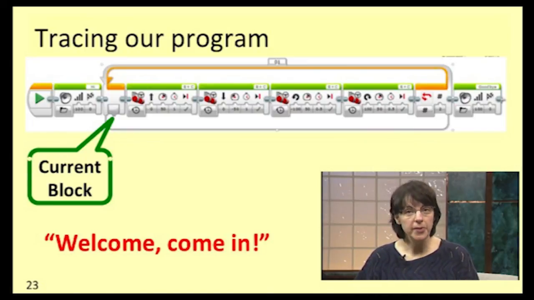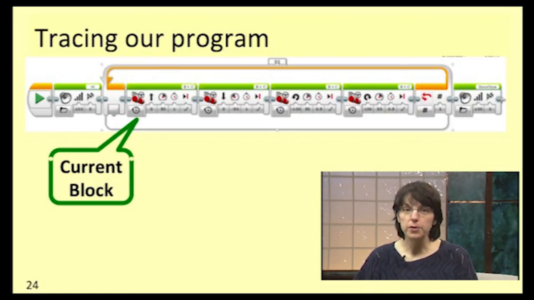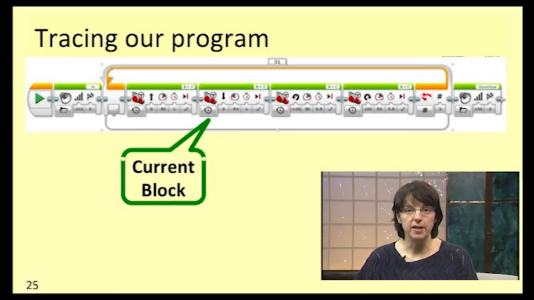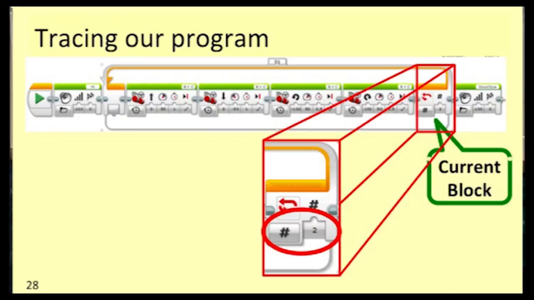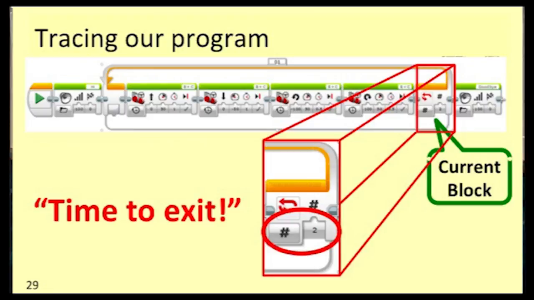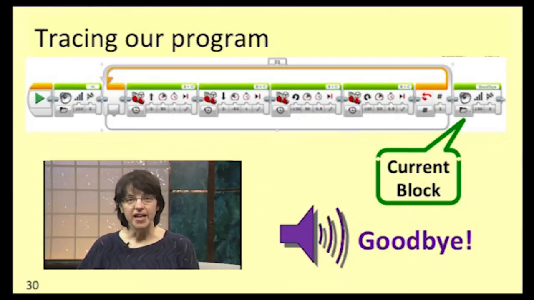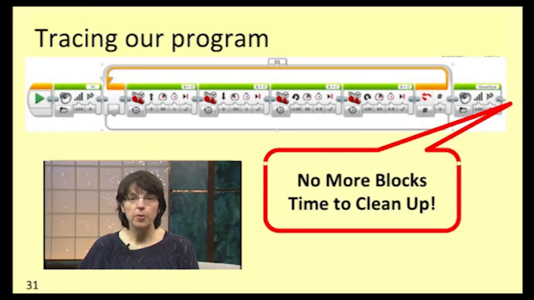It says, "Welcome, come in," because that's what the beginning of the loop always says. So we go forward for 1 second, and backwards for 1 second, and turn left for half a second, and turn right for half a second. Now we get to the fun part. We told the loop we wanted to go through twice, and now we've done so. So the loop says to us, "Time to exit," and we leave the loop and continue moving on. In this case, we move on to a sound block which says goodbye, and then we reach the end of our program. So the EV3 cleans up. In other words, it resets the screen and makes sure the speaker and motors are turned off.